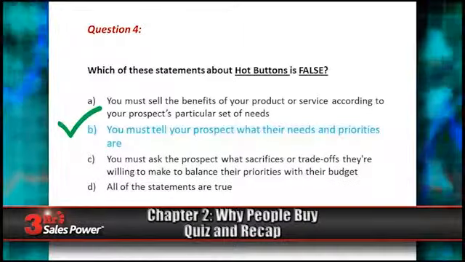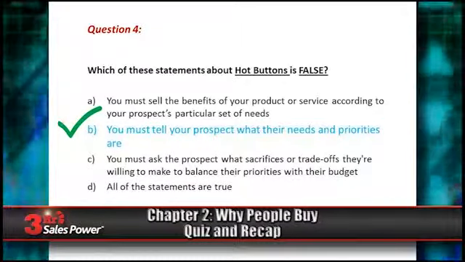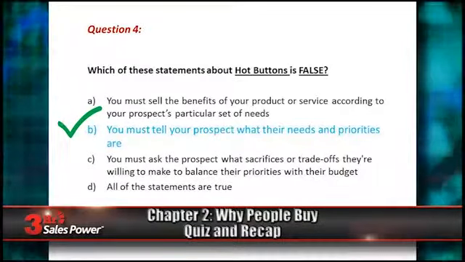And the answer is B. You can't tell your prospects what their needs and priorities are.